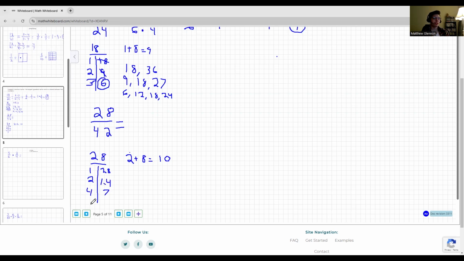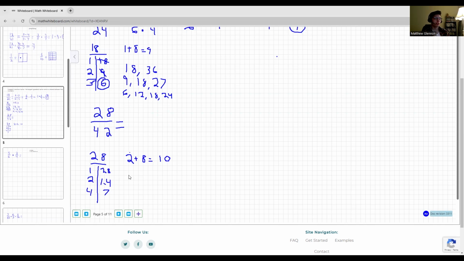Now it doesn't end with a 5 or a 0, so it's not divisible by 5. And since 3 is not a factor of 28, 6 is not a factor of 28. So this is all that we have, which is really good. It might be a bigger number, but only 6 factors. So we're going to do the same thing.